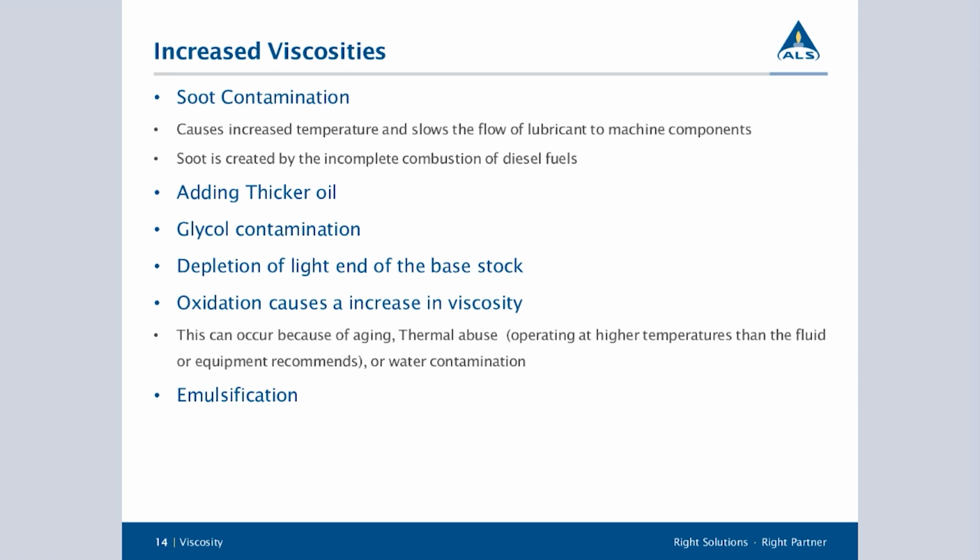Then you also see increased viscosities with glycol contamination and depletion of the light end of base stocks. Also, oxidation can cause increased viscosity. Oxidation can occur because of aging or thermal abuse, meaning operating at higher temperatures than the fluid or the equipment recommends. And you could see oxidation or thermal abuse not because you personally are operating your equipment at a higher temperature than the fluid recommends, but maybe because you have an outside problem occurring. Maybe you have an increased viscosity, so then thermal abuse occurs. So it's a which-came-first, the chicken or the egg, scenario.